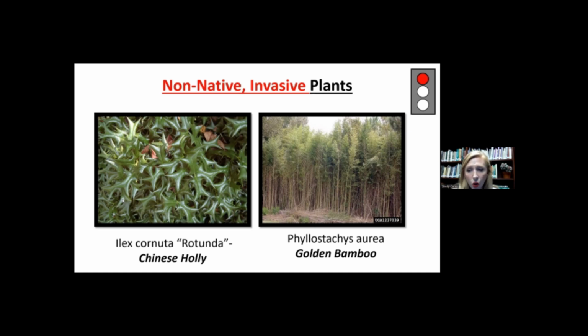And on the right, golden bamboo. How could we leave bamboo out of the mix here, right? There's a house near me that looks like it will soon be swallowed up by bamboo. It's completely surrounded. In Georgia, this invasive species can reach 40 feet tall and spread through rhizomes across your yard.